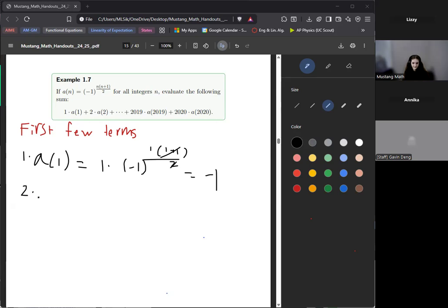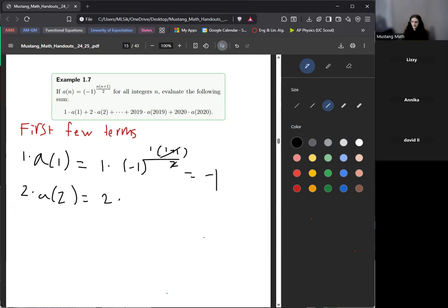Yes, that's going to take a little while to write out here, but this pattern does repeat modulo 4. So let's see what the pattern is. For a of 1, the exponent is just going to be 1. For a of 2, the exponent is going to be 2 times (2 plus 1)/2, which is 3.